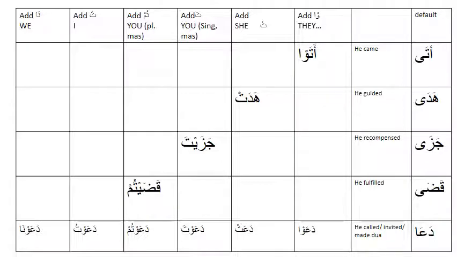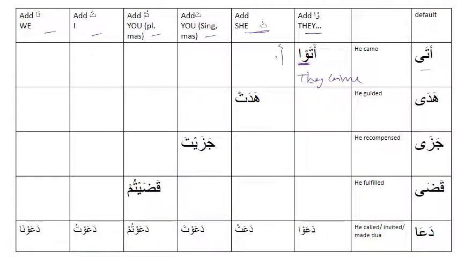So over here, all you need to do is follow the table and add these suffixes to make them into the conjugations. And write the English translation underneath. So ata means he came. Atao, as you can see, it has a waw alif at the end. It means they came.